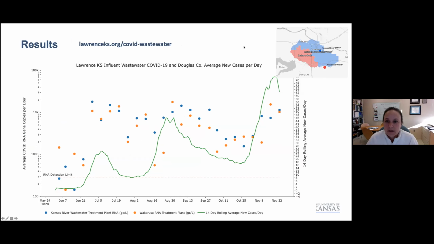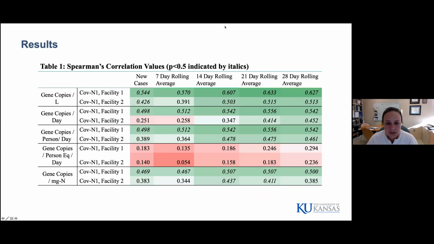We're digging into this data, but I wanted to show you the correlation matrix here. Let's just look at the first line of the correlation matrix, which shows the wastewater concentration and how it correlates to the case data. You can get a sense that it does correlate, and that it correlates best when we look at a 21-day rolling average of the case data.